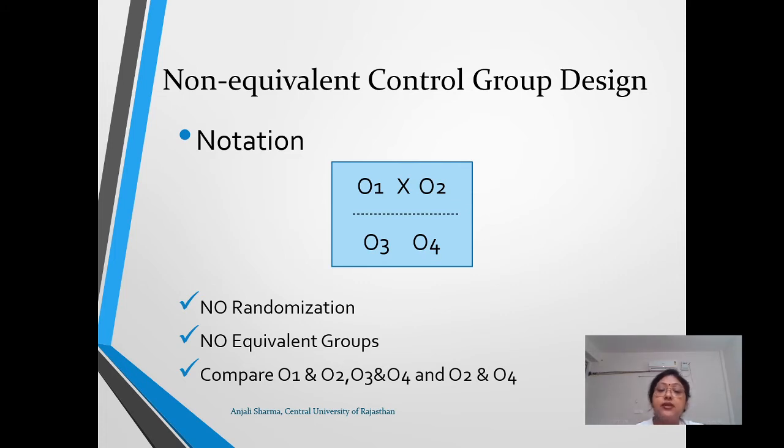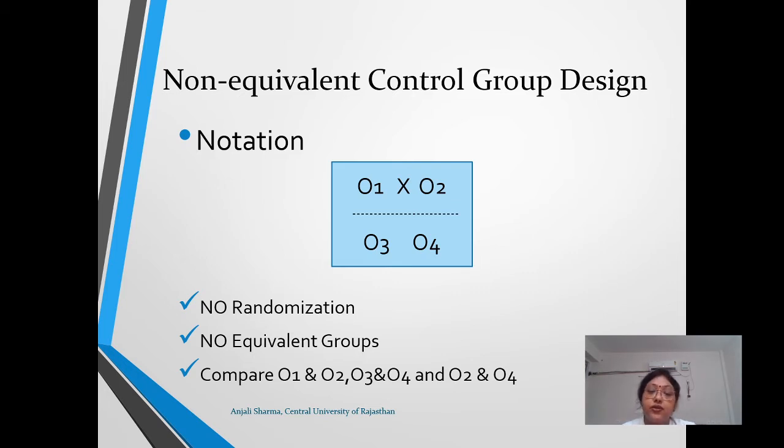One is the experimental group, one is the control group. In the experimental group, intervention is there. In the control group, intervention is missing. Because it is quasi-experimental, there is no randomization, and the groups are not equivalent. In the experimental group, the researcher will administer a pre-test, then provide the intervention, and then go for the post-test.